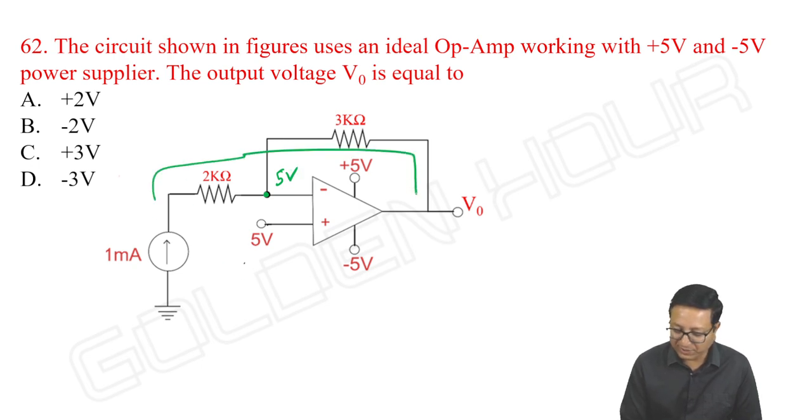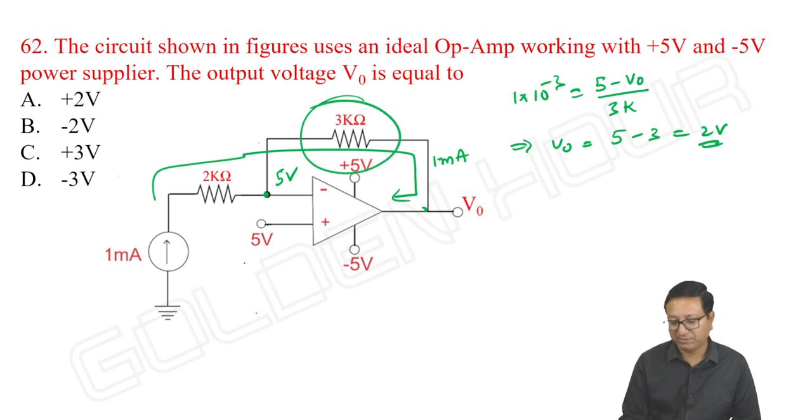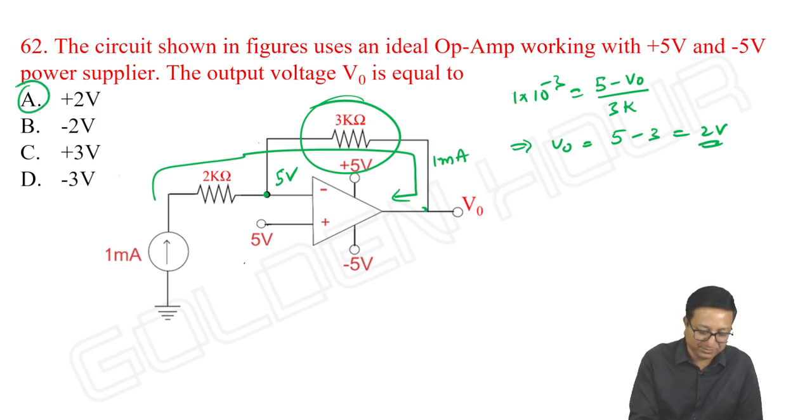Whatever 1 milliampere comes, the entire 1 milliampere will go through the feedback path. So I can write 1 milliampere is equal to 5 minus V output by 3 kilo ohm. This implies V output is equal to 5 minus 3, which is 2 volts. Or I can write V output is the voltage across the feedback path plus 5, that is minus 3 plus 5. The same answer. Option A is correct.